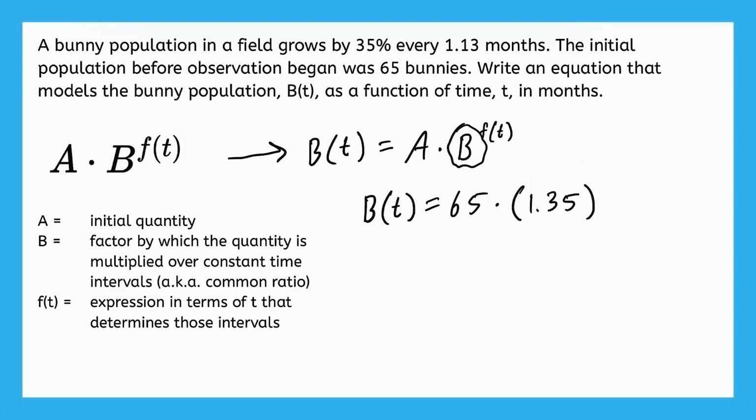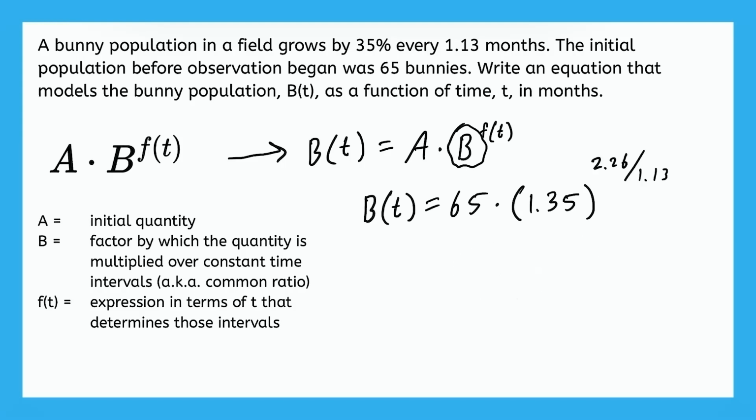And if we do 65 times 1.35, we should get 35% more than 65, right? Because we're just multiplying it by a factor of 1.35. So after 1.13 months, because t was 1.13 in this case, we would get almost 88 bunnies.